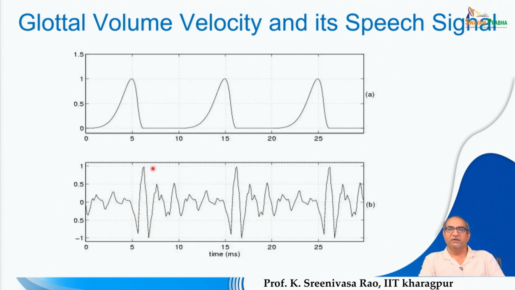You can see here, this is the speech signal. Because of the non-linearity and all these variations in the speech, the characteristics are superimposed over these pulses. This is the excitation, and this excitation will be modified by the oral cavity based on its shape and so on. So, this is the speech signal.